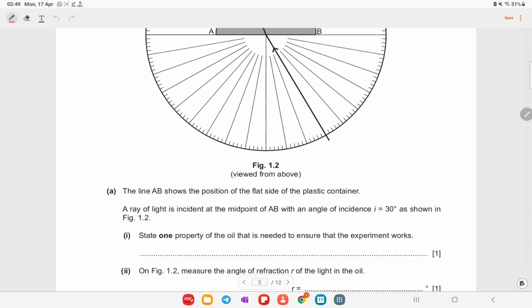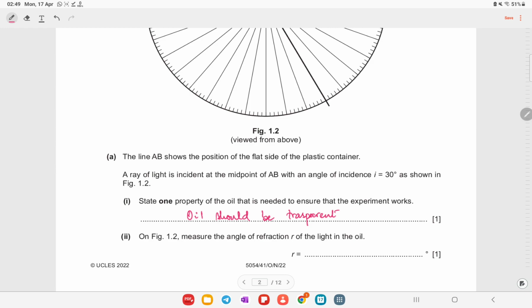So for this, we need to know that the oil should be transparent so that we can find out the refractive index.